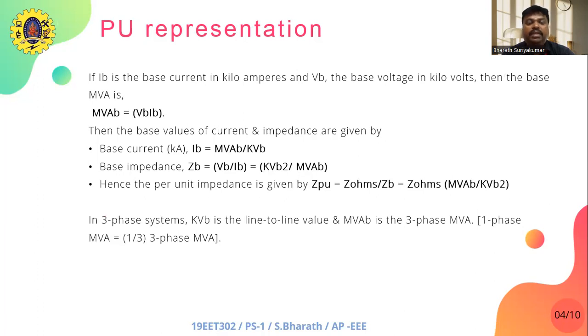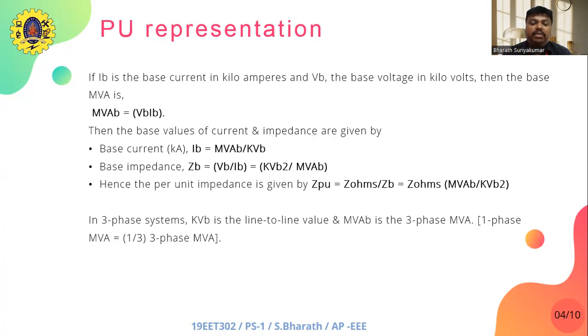How to calculate the base impedance? The base impedance is given by the formula ZB is equal to VB divided by IB, which is equal to VB squared divided by MVAB. So KVB the whole square divided by MVAB. The formula is very important. So base impedance is given by KVB the whole square divided by MVAB.